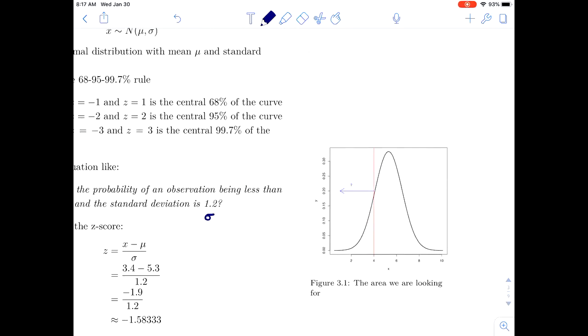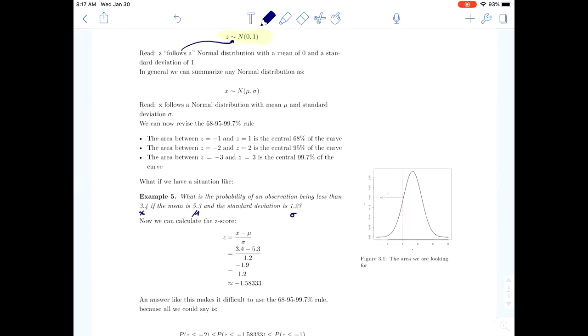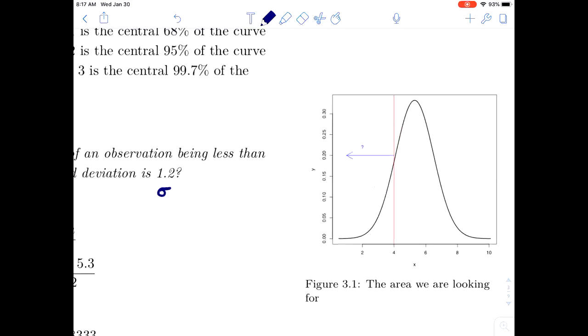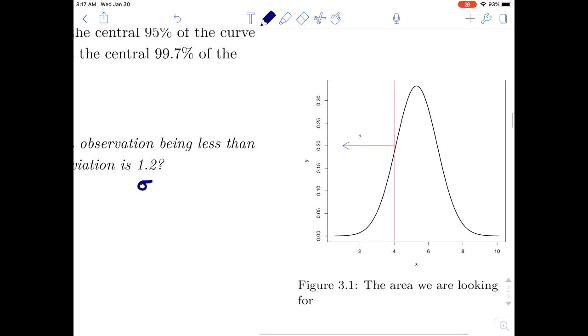Right. And so here, we have this distribution, and we want to know what is the probability of an observation being less than this value? And so the probability that we want is going to be this area here.